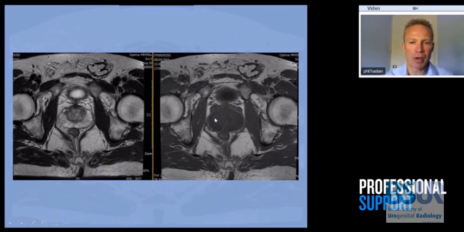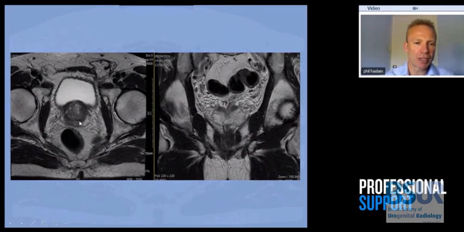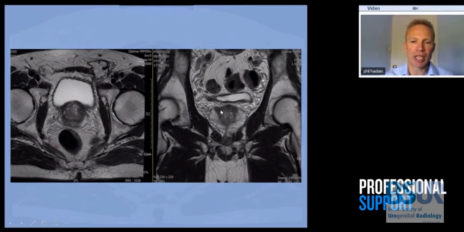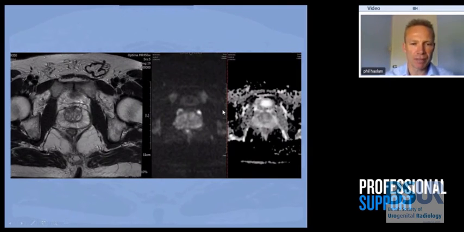Here it is on a T1 weighted scan, fairly homogeneous. When we come up towards the base, here is the central zone, which is being compressed, and coronally, you see it here and here. You could be forgiven for thinking that that might be tumour. And there's a seminal vesicle normal on the right and a little bit normal on the left. On a slightly lower scan, again, this is the normal central zone, not to be confused with tumour. And of course, this does restrict.